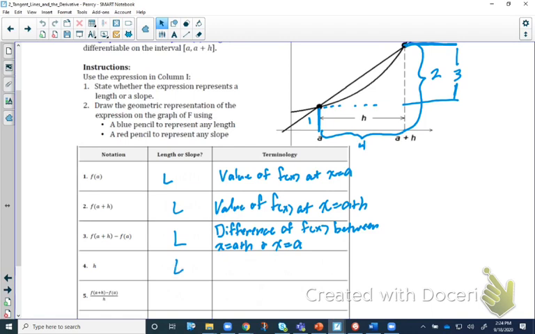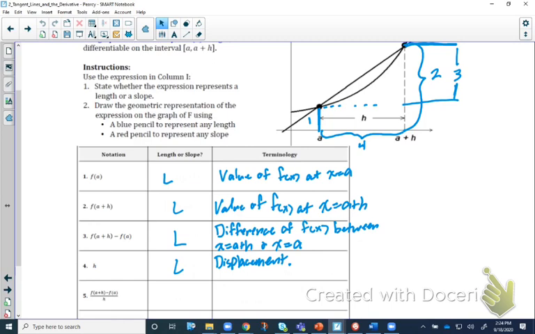That's also going to be a length. Generally think of this as the difference between two points along the axis here. We are looking at that as displacement. Or you can think of it as the difference between a and a plus h on the x-axis. But I'm not going to write all that stuff down.